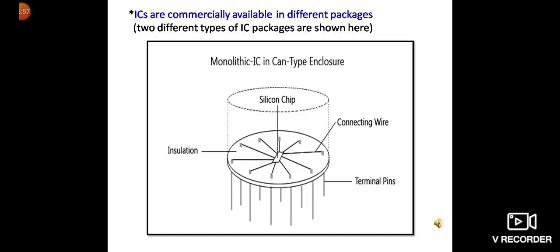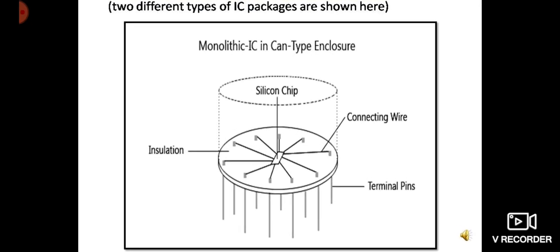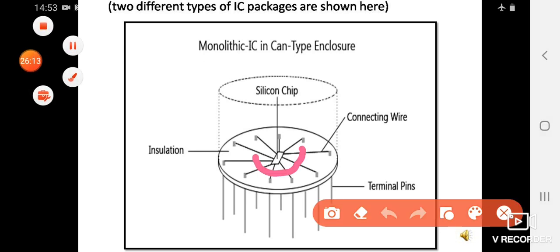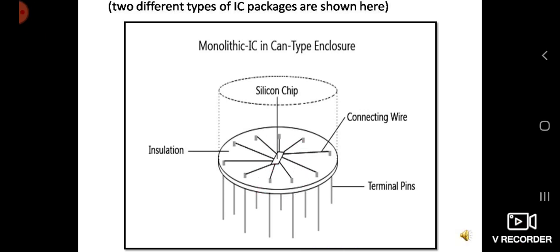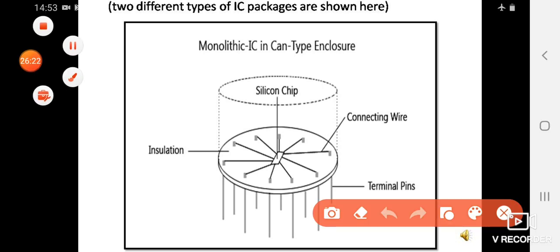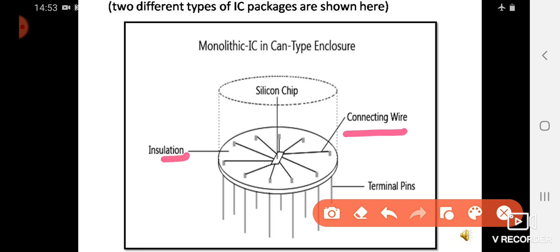ICs are commercially available in different packages. Here you can see in this figure, it is showing the monolithic IC in can type enclosure. That is, the silicon chip is enclosed and packed in a can type package, and the interconnecting wires where the terminal pins are connected, you can see the interconnecting wirings, and an insulating case is used to cover the IC to protect the IC from the external atmosphere.